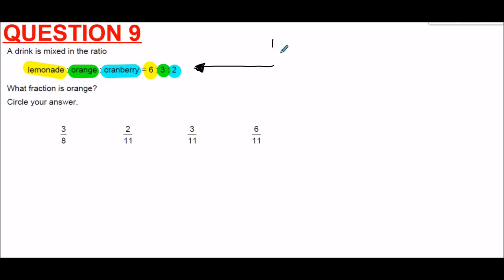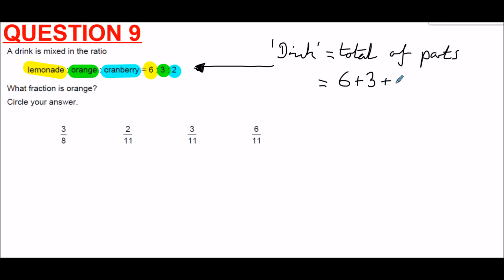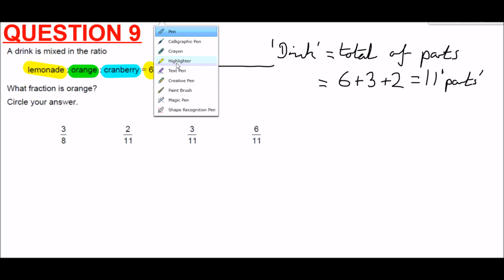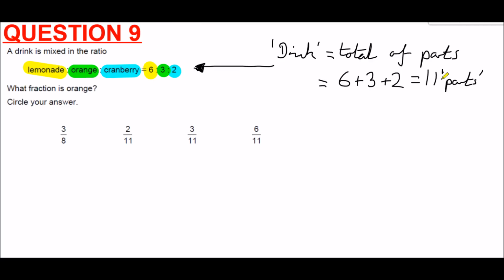So the drink they're making, that means the total of parts, which is 6 plus 3 plus 2. So the drink consists of 11 measures, or 11 parts, if you like, 11 equal parts. 6 measures of lemonade plus 3 measures of orange plus 2 measures of cranberry makes the drink. And so the drink is out of a total of 11 parts.